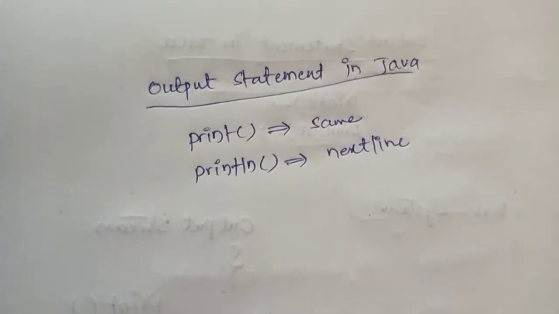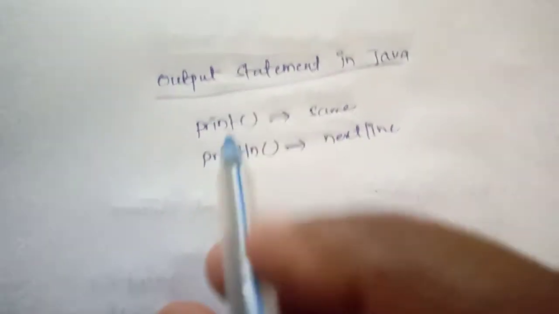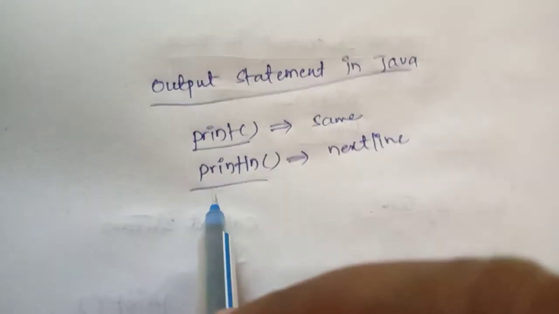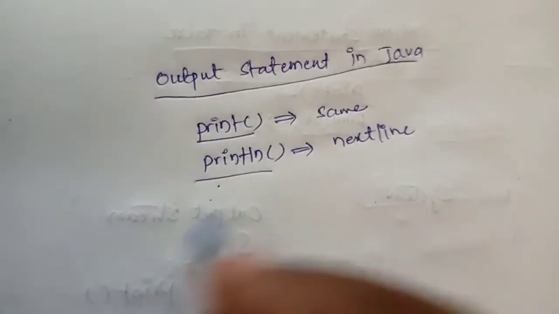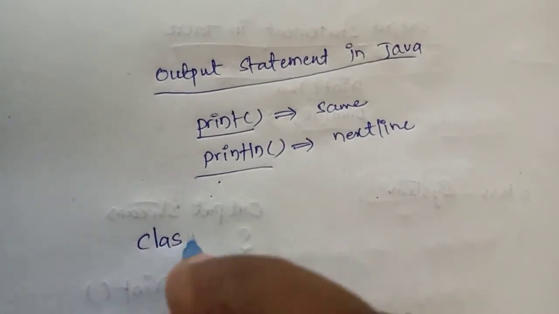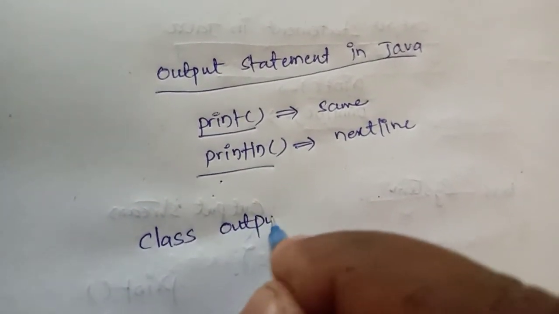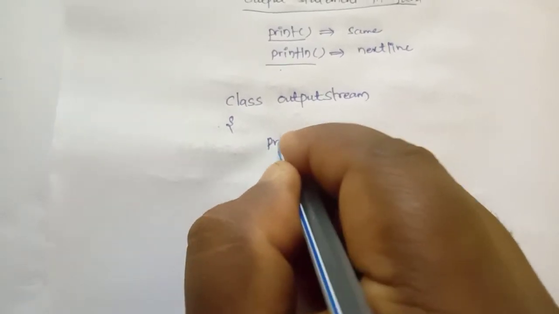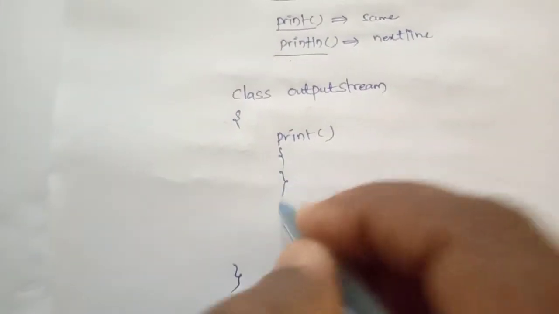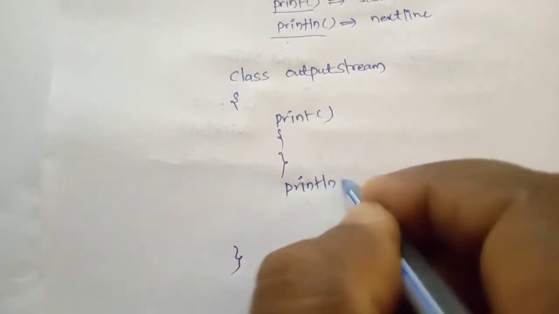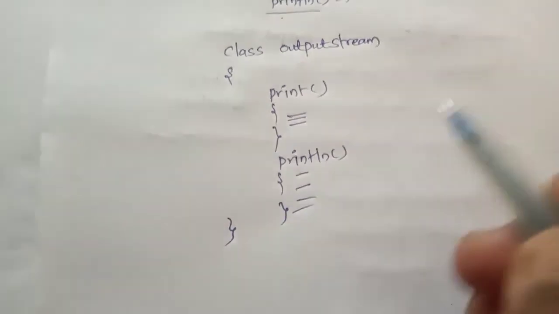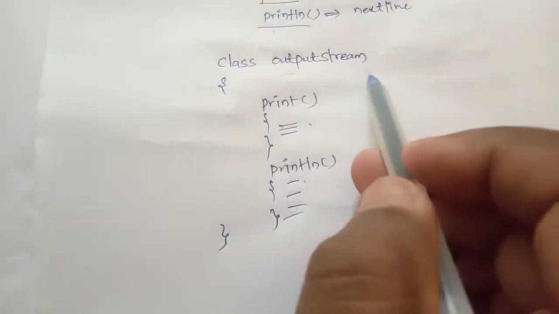Okay. As Java is purely object oriented, even these two methods are present in a class and we have to call these methods by using an object. These two methods, print and println, are present in the output stream class.